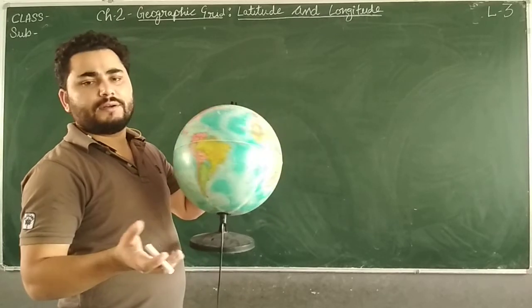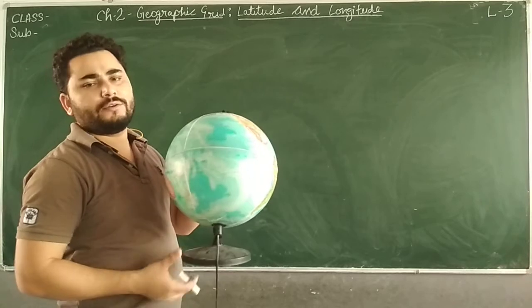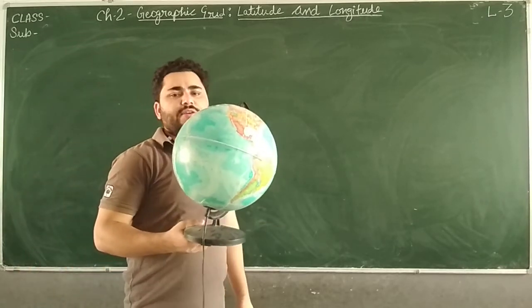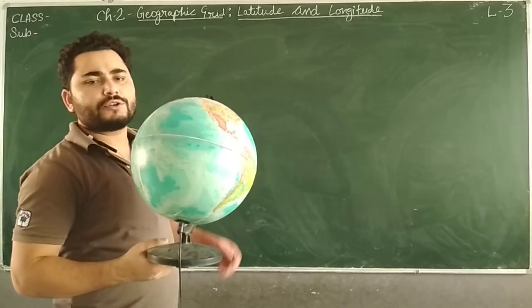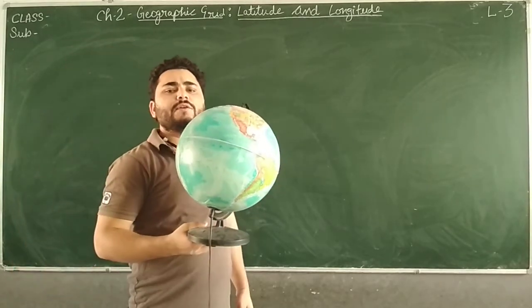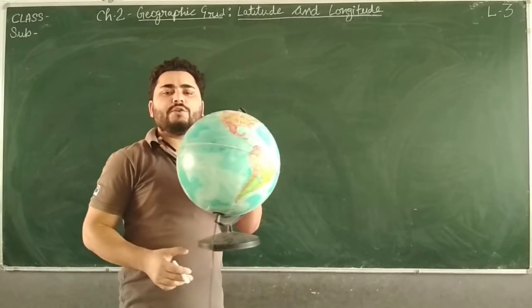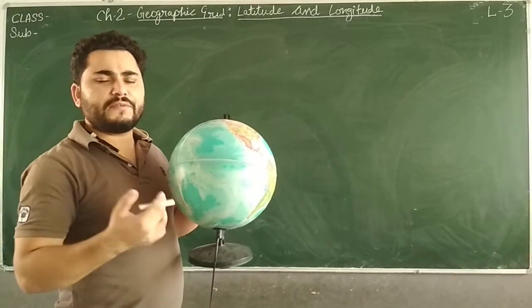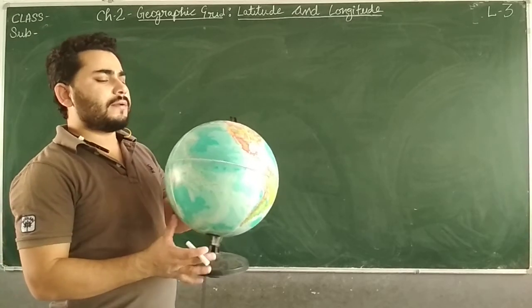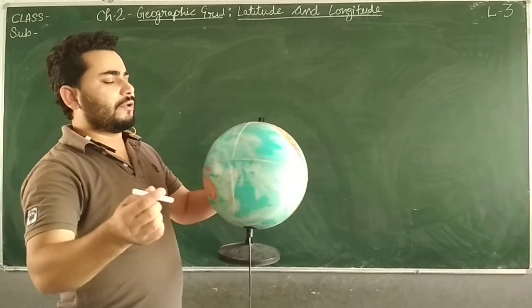12 hours day and 12 hours night during the equinoxes. Whereas during winters we have a short duration of day and long duration of night. In summers, long duration of day and short duration of night. Clear? That we know, and these things we will study in detail in the next chapter, rotation and revolution. Here I am telling you about the time calculation only.